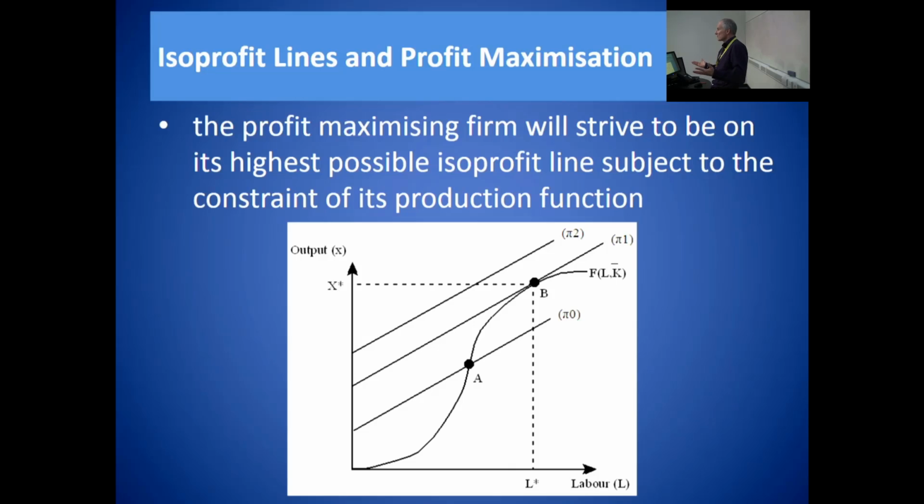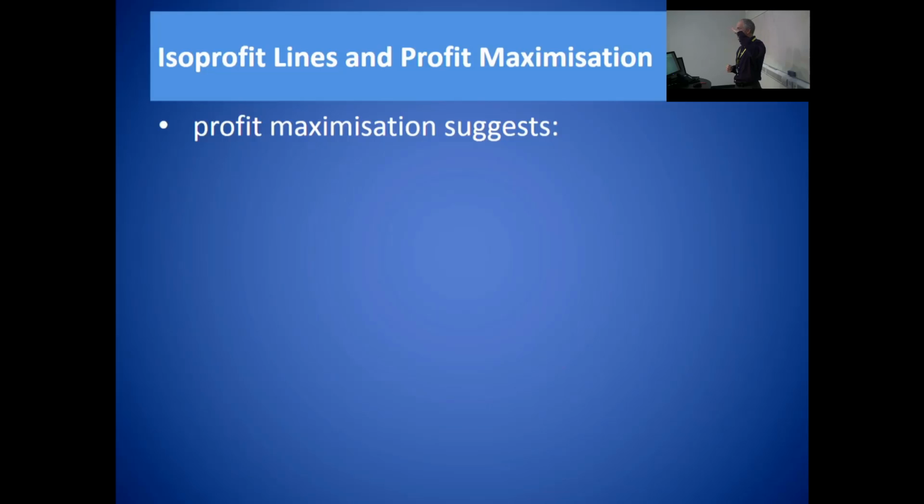If it does that, it isn't profit maximising. We'll return to that in a short while, but for the moment, what does point B suggest then? We've got a tangency between the isoprofit line and the short run production function.